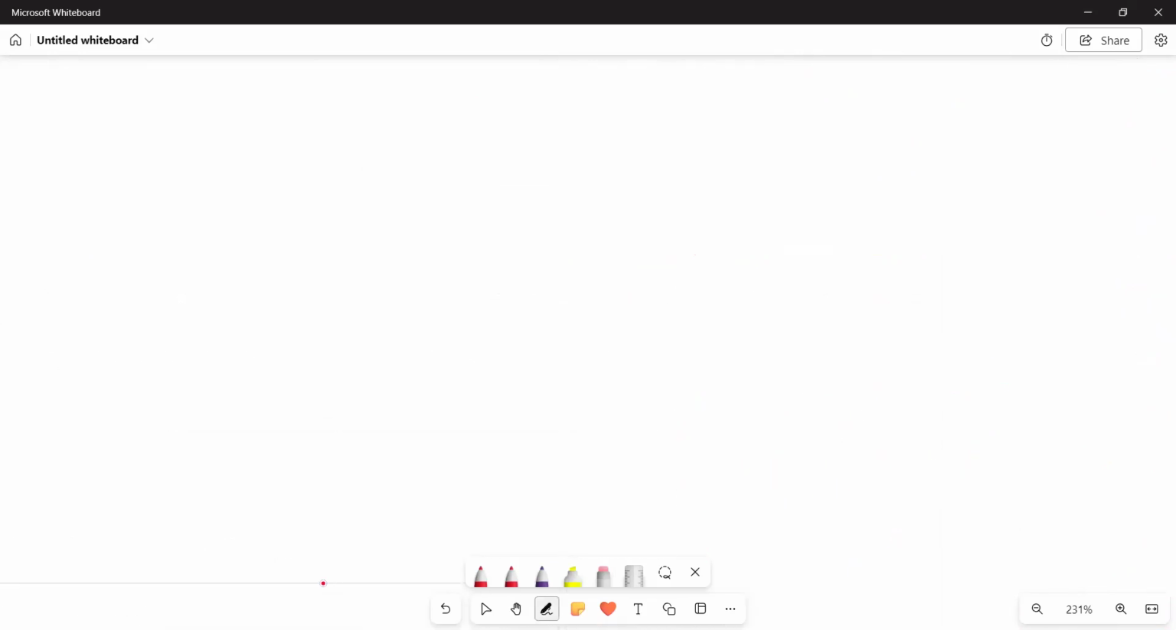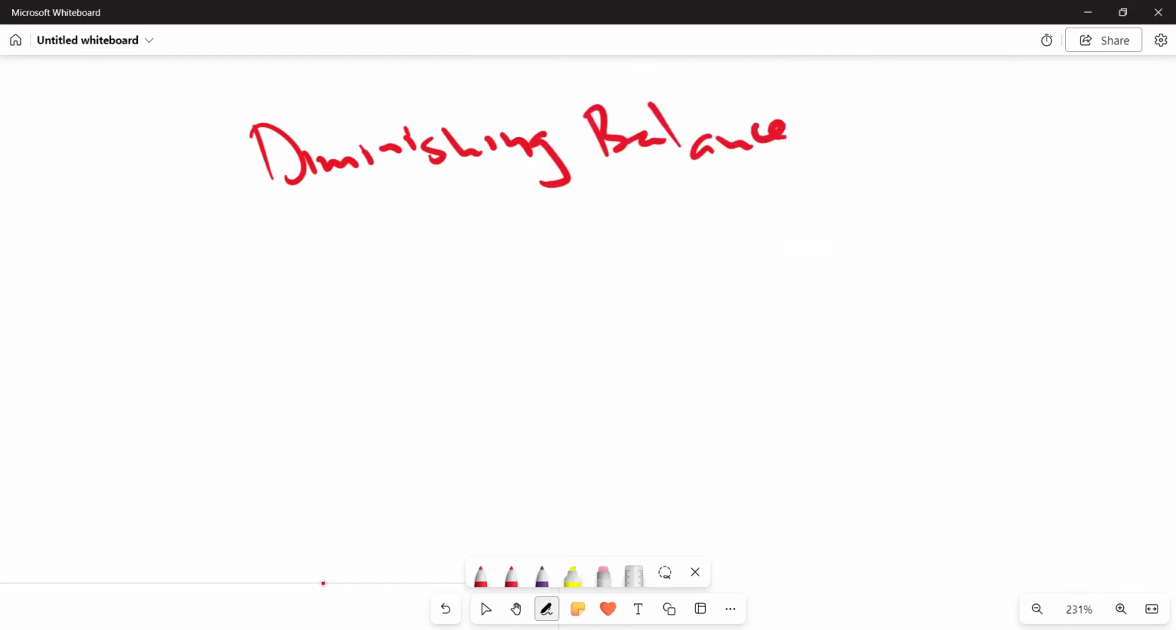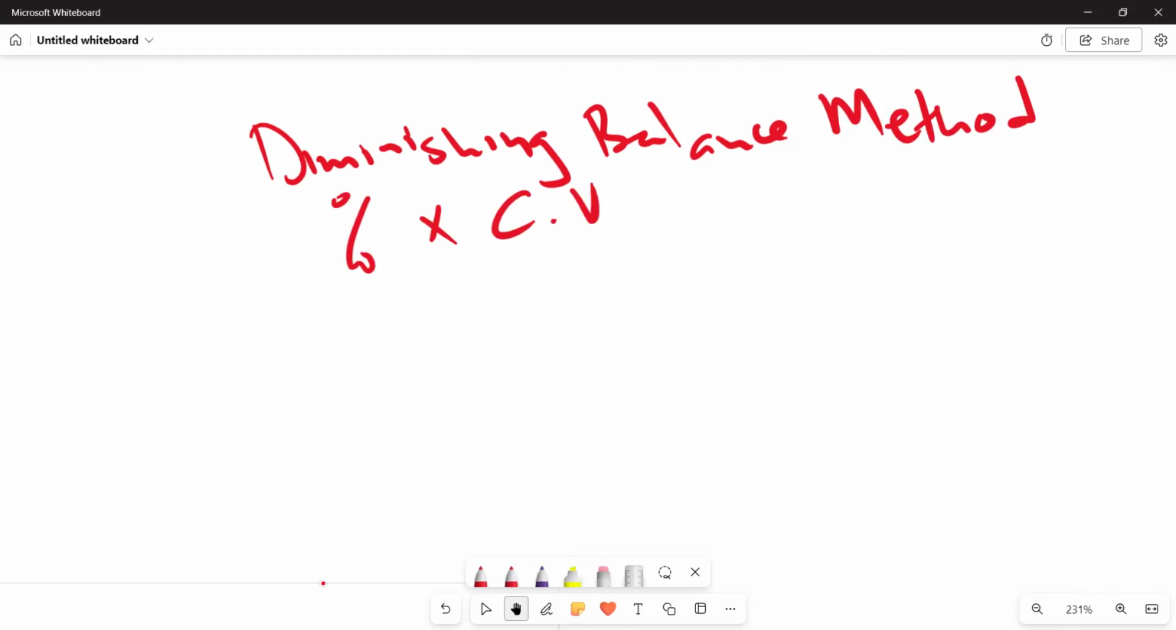So we are saying straight line method. Sorry, this is diminishing balance method. We are going to say percentage times your carrying value. So this is exactly how we calculate depreciation using the diminishing balance method.